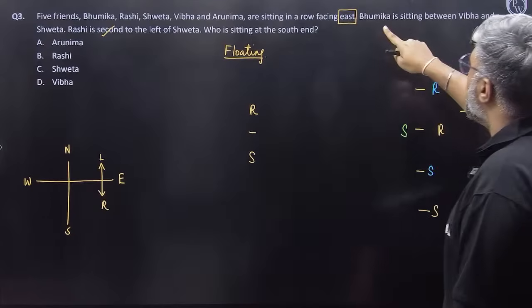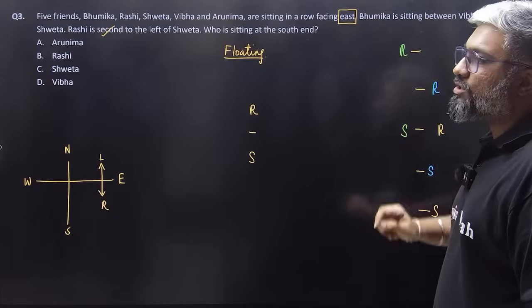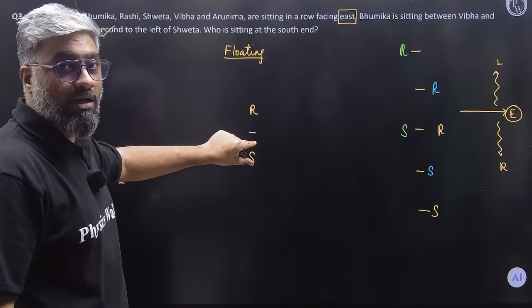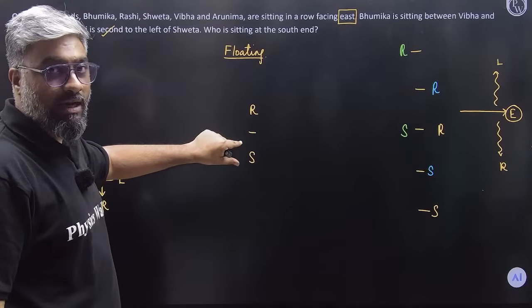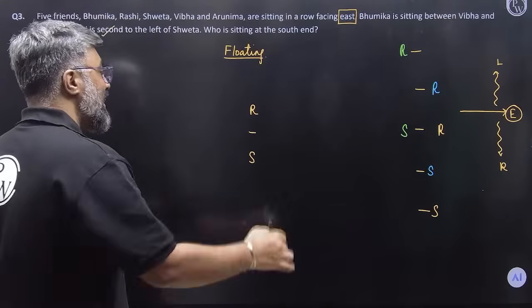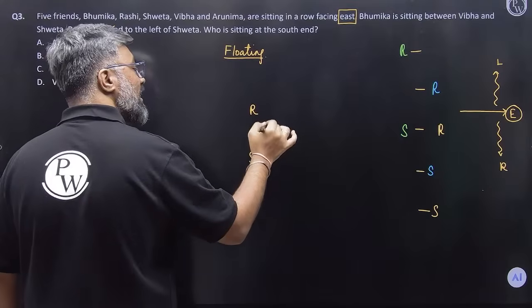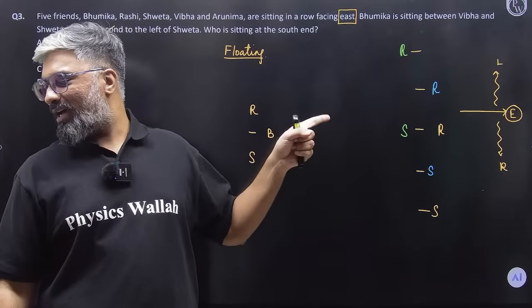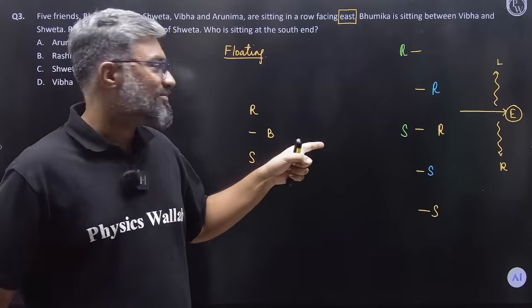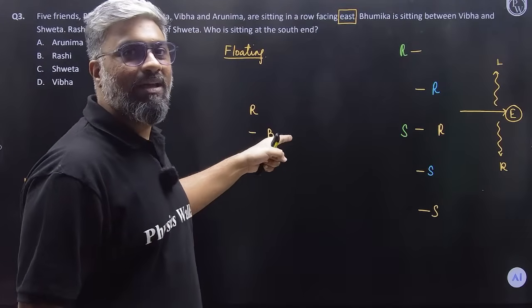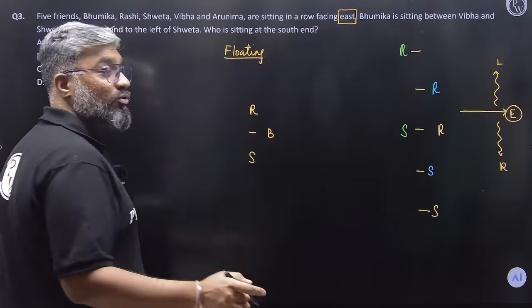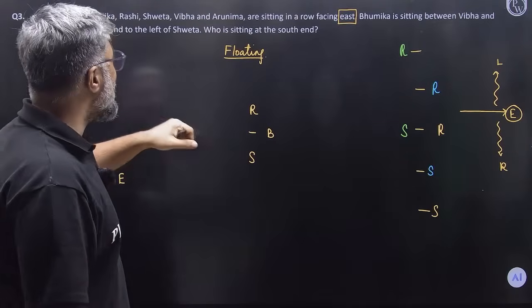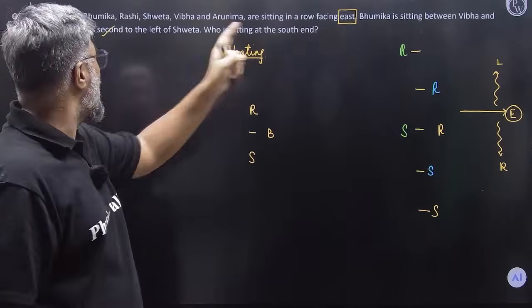Bhumika is sitting between Vibha and Shweta. Shweta is here. There should be Bhumika somewhere and then there should be Vibha. Can I place Bhumika here? Can Bhumika come here, guys? Is it possible? No, right? Why? If Bhumika is here, then Bhumika is between Rashi and Shweta. But what are they saying? They're saying Bhumika is between Vibha and Shweta.